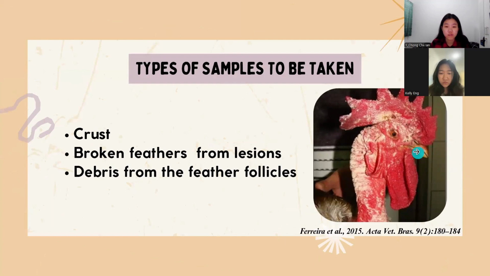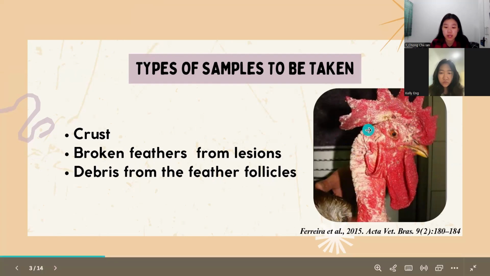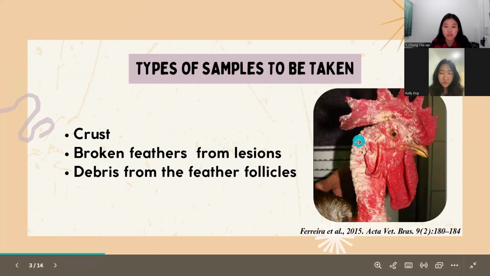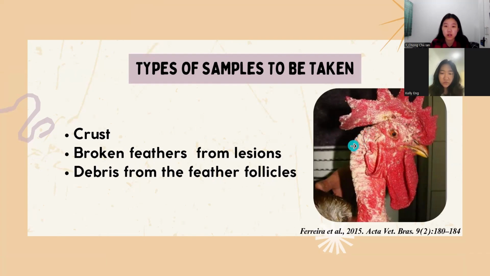So for the types of samples to be taken when dealing with a suspected case of Microsporum gallinae infection, the type of sample that we can collect would be crust, broken feathers from lesions, and also debris from the feather follicles. Lesions can typically be found, as the picture shows, at the comb, around the eyes, and also around the neck. These areas should be carefully examined and samples should be collected from the edge of the active lesions, where the fungal activity is most intense.